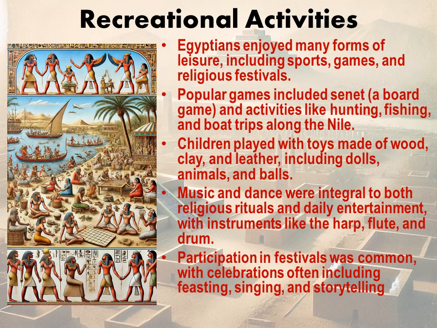Participation in festivals was common, with celebrations often including feasting, singing, and storytelling. So during the festivals, what was the common activity that the Egyptians did? They feasted. Feasted means eating together, or community eating. So that was feasting, and they used to sing a lot of different songs, and also storytelling by the elders was one of the chief recreational activities performed by the Egyptians.